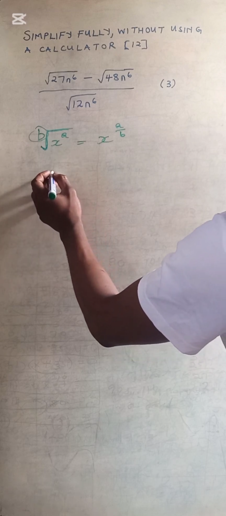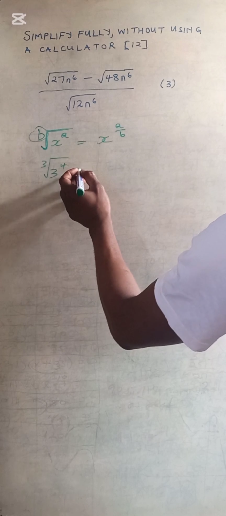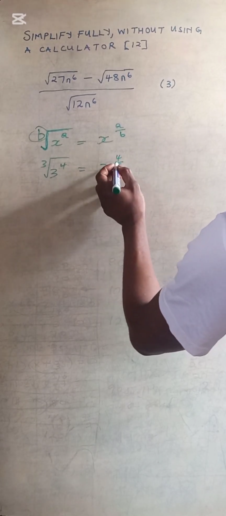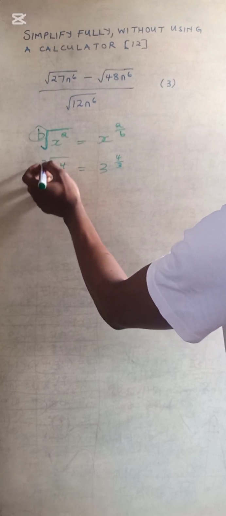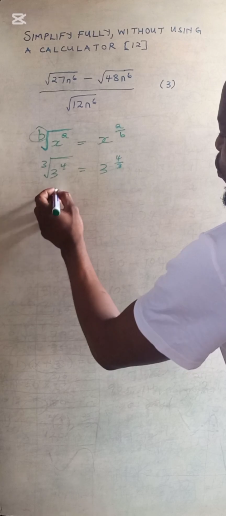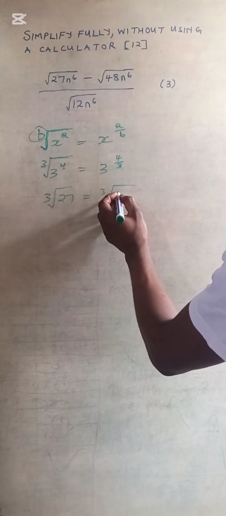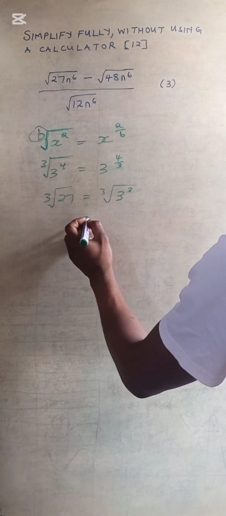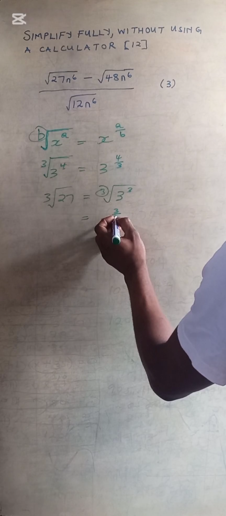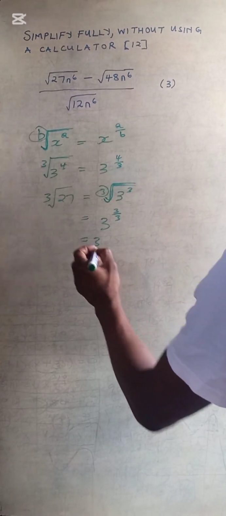So for an example, if we have the cube root of 3 to the exponent 4, this will be 3 to the exponent 4 divided by 3. By dividing this exponent by this number, we are getting rid of the root sign, right? You guys know that the cube root of 27 is 3. So the cube root of 27 is the same as the cube root of 3 cubed, and this will be 3 to the exponent 3 divided by 3, to get rid of the root sign. Therefore, this will be 3, right?